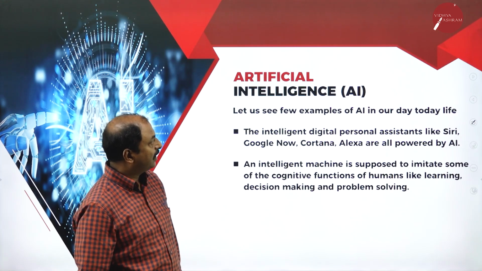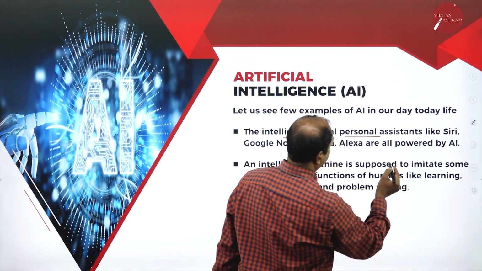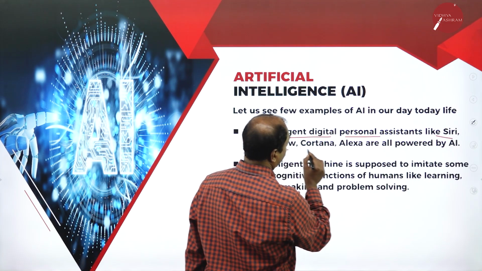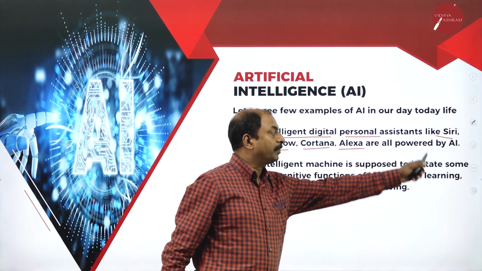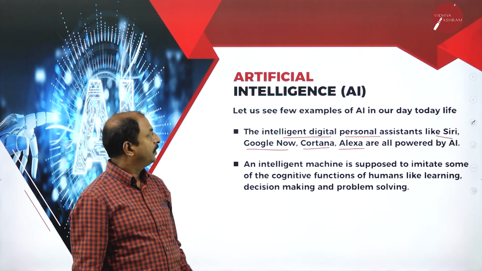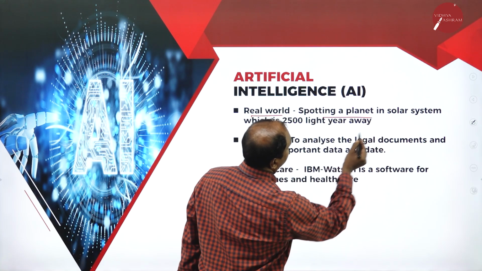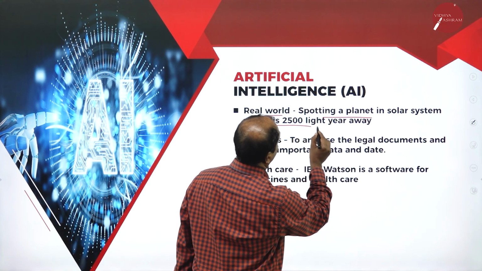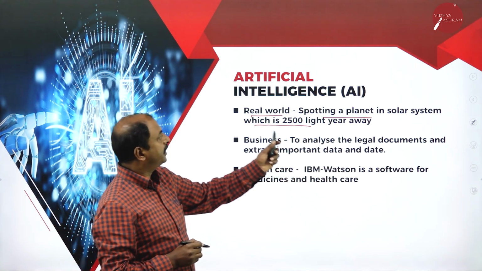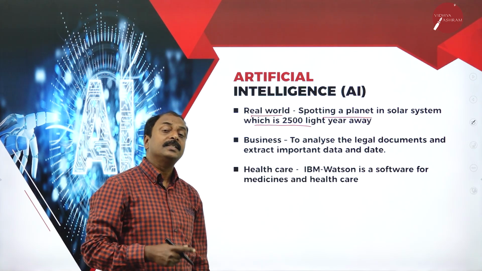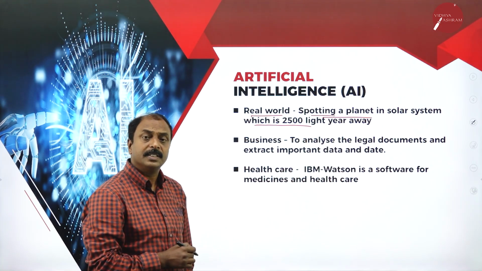Now let us see examples of AI in our day-to-day life. One is intelligent digital personal assistants like Siri, Google Now, Alexa and Cortana. These are examples where all of these are powered by artificial intelligence. Now, in real world applications, it is spotting a planet in a solar system which is 2500 light years away. See, this is one of the applications. Now, you know what a light year is, and the distance here is 2500 light years. So it is through AI technology that it is possible to spot or find a planet in the solar system.